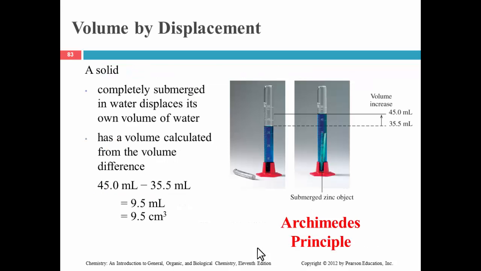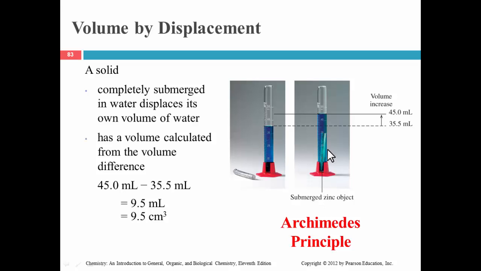Now we are going to learn about a method of determining an object's density. That method is called volume by displacement. A solid that is completely submerged in water displaces its own volume of water. For example, here we have a zinc object and a measured amount of liquid. The graduated cylinder tells us that this liquid is 35.5 milliliters.